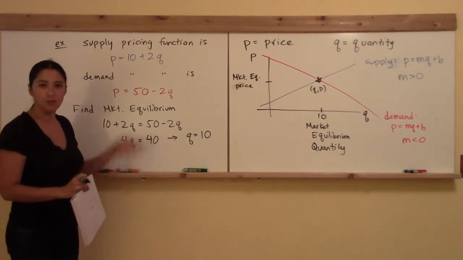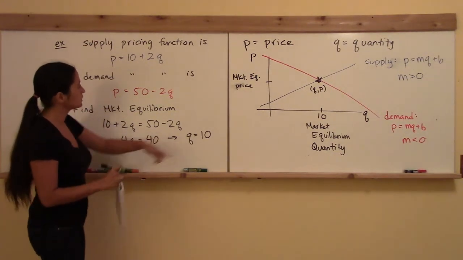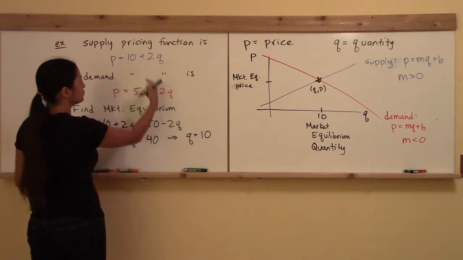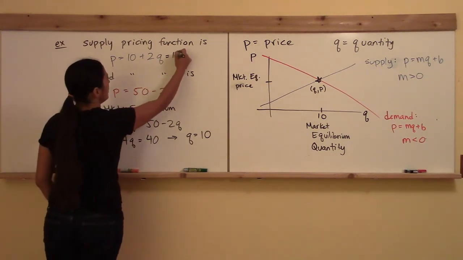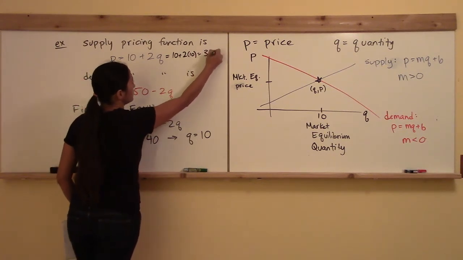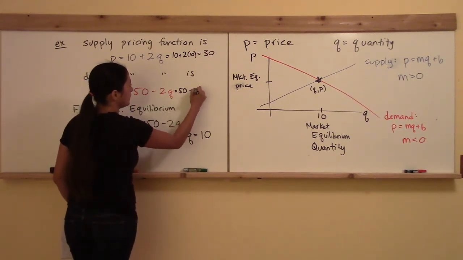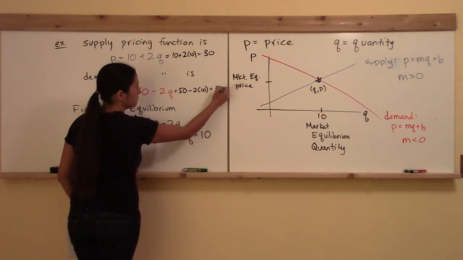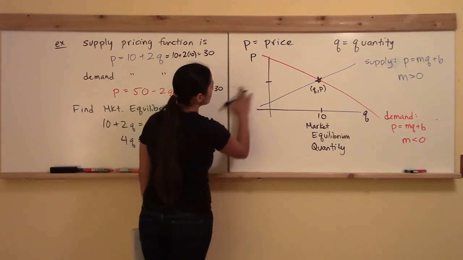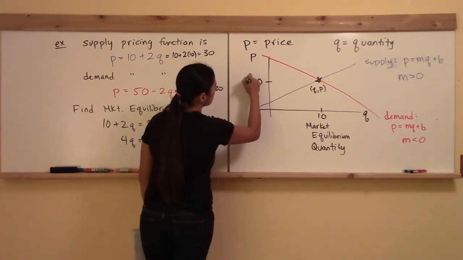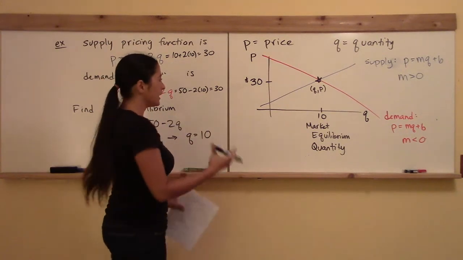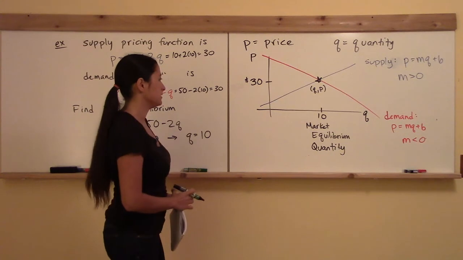That's right, you can just plug it back in. So you just take the Q is equal to 10 here, and if these are truly both equal at the same time, the price should be equal. Let's check. 10 plus 2 times 10, that's 30. Okay, this one, 50 minus 2 times 10, that's 30. Perfect. So the market equilibrium price right here is located at exactly $30. Okay, 10 units selling for $30 a piece. That's the situation the market likes to be in.